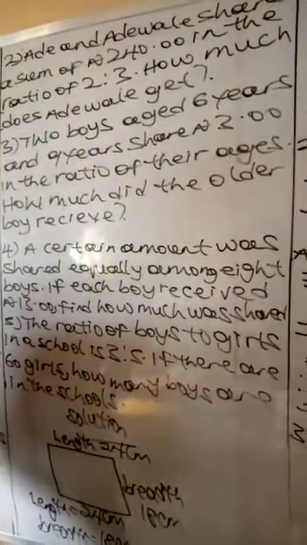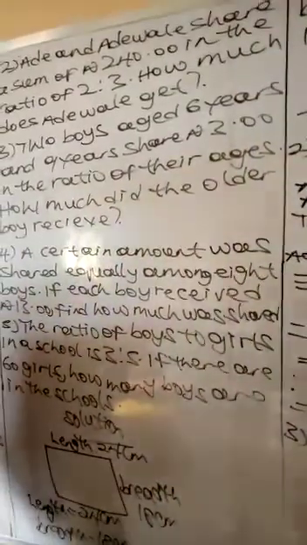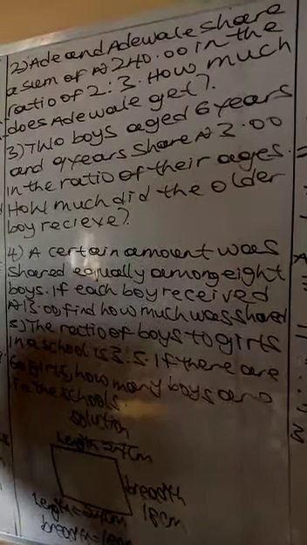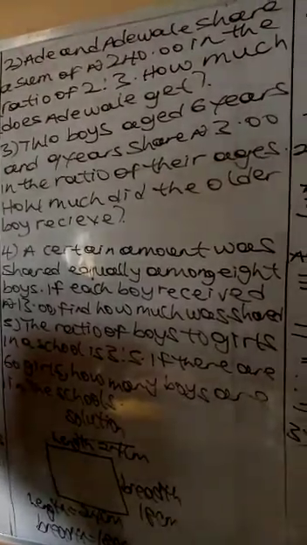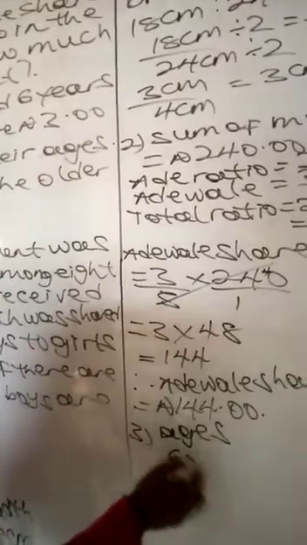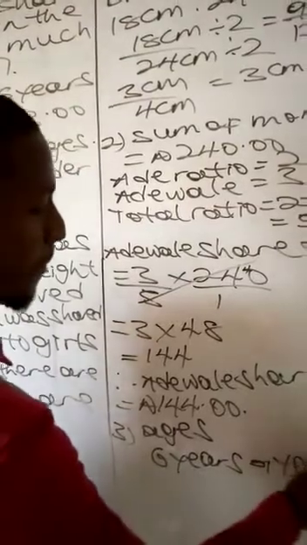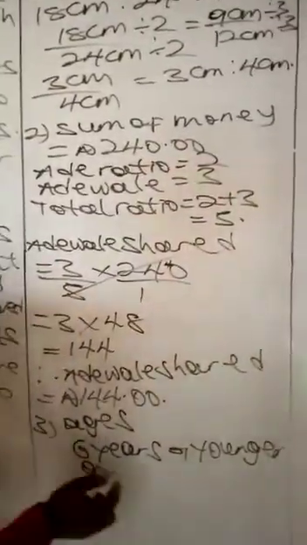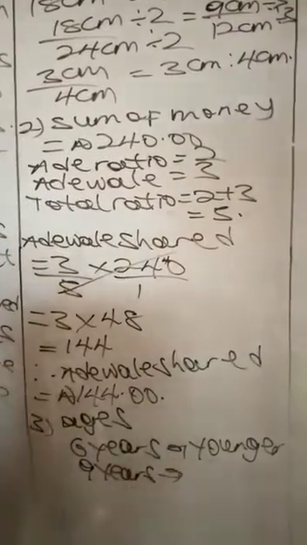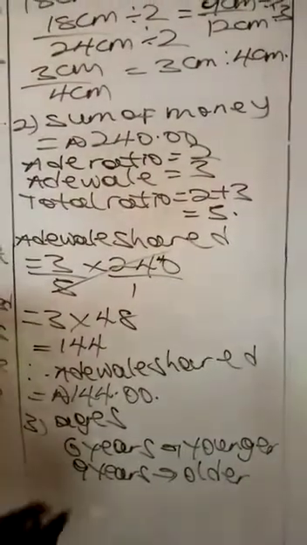The next question we're taking, which is question number 3. We are told that 2 boys aged 6 years and 9 years share this amount of money, which is 3 naira, in the ratio of their ages. We are asked to find how much the older boy received. Their ages: we have 6 years, which is going to be the younger. Then we have 9 years. 9 years is going to be the what? The older.